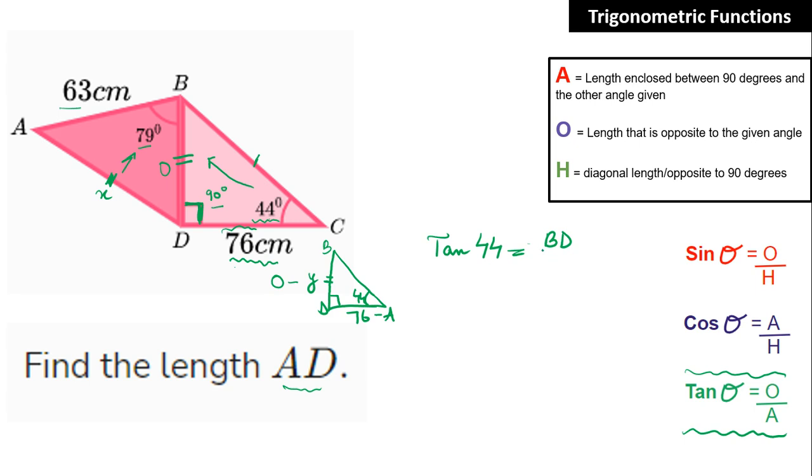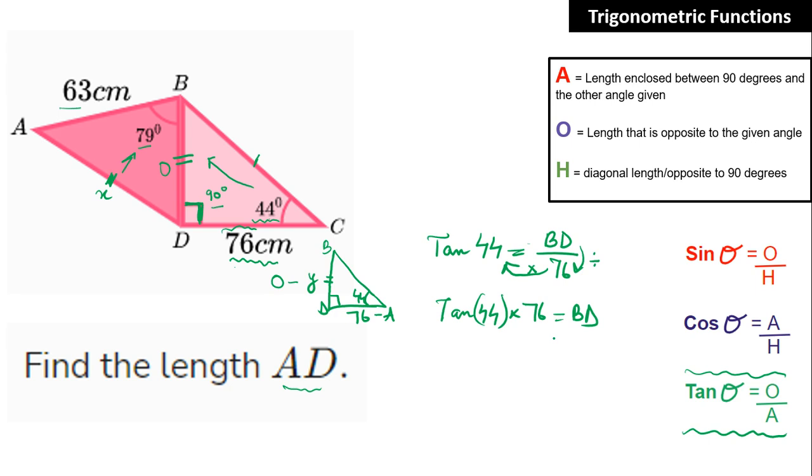So you can write Y or anything, whatever you like. It's anyway unknown. And then divided by the adjacent, that is 76. Now, because I got to find BD, I need to take my 76 to the other side. Now, 76, as you can see, is in division with the BD. So when it goes to the other side, it turns into multiplication. So I have tan 44 times 76. So tan 44 times 76 gives me my BD.